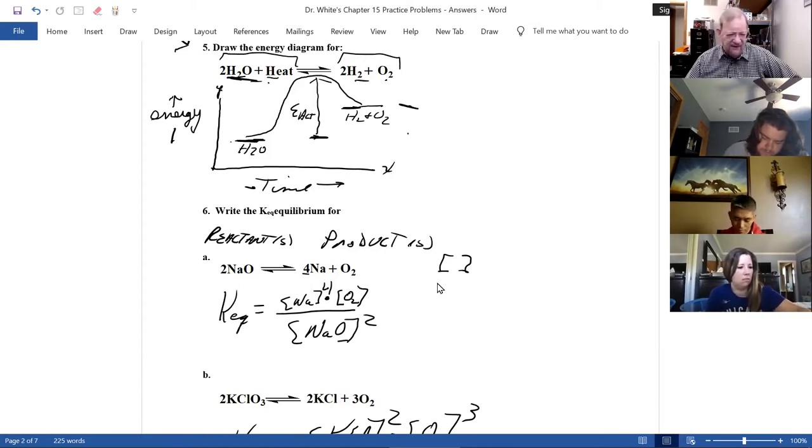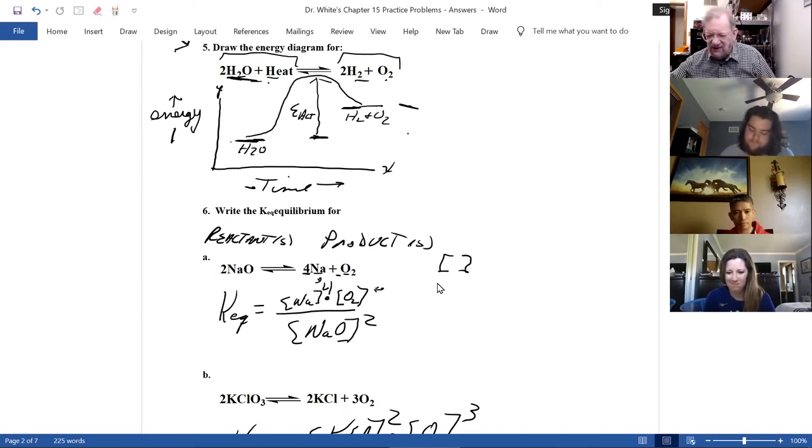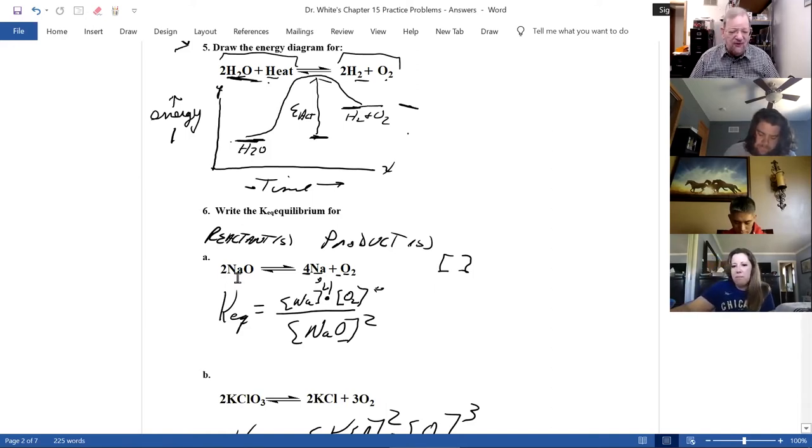So for this one, our products are sodium and oxygen. Notice the coefficient for sodium is 4, so it's this to the 4th power. And when there's no number, that's 1, which we don't show right here. If you did, I'd smile when I'm grading it, but I wouldn't take off points. I see weird things, I smile. Why not? Life's to be enjoyed. And then divided by the reactants. In this case, the reactant is only sodium oxide. Notice the coefficient is 2, and that's that.